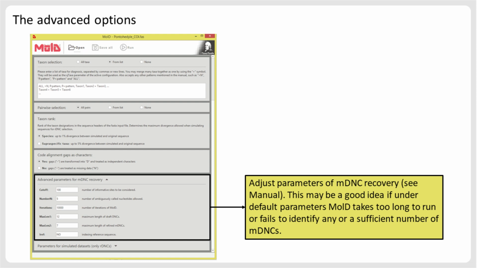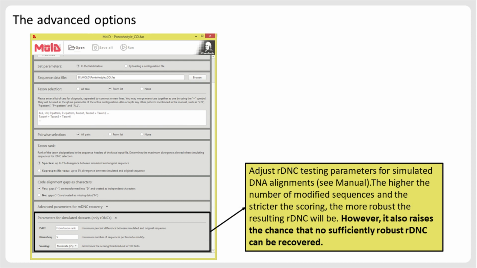In the last panel, you can adjust parameters for RDNC testing against simulated DNA alignments. For details, refer to the MolD manual. The robustness of the resulting RDNC increases with a higher number of modified sequences and stricter scoring. However, it also raises the chance that no sufficiently robust RDNC can be recovered.